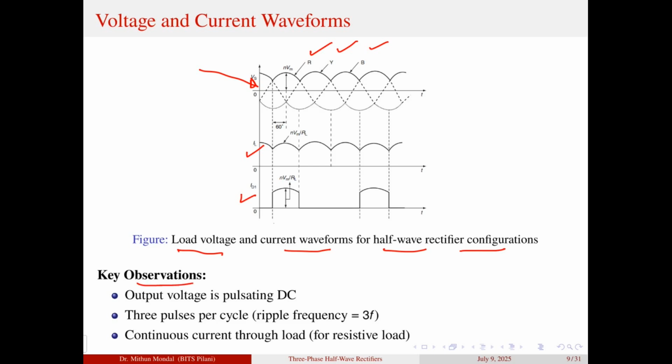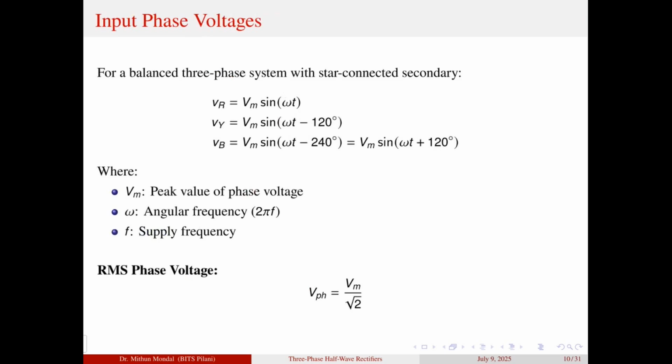So the key observation that we can make is that the output voltage is basically pulsating DC. So whatever the output voltage we are getting, it is not a fixed DC, but it is pulsating DC, and 3 pulses per cycle we will get, and hence the ripple frequency will be 3 times the fundamental frequency. The continuous current will be flowing through the load, considering that it is a resistive load.